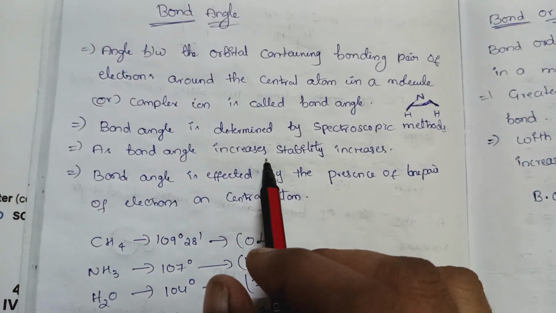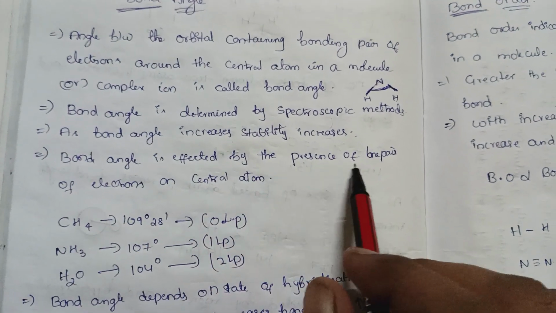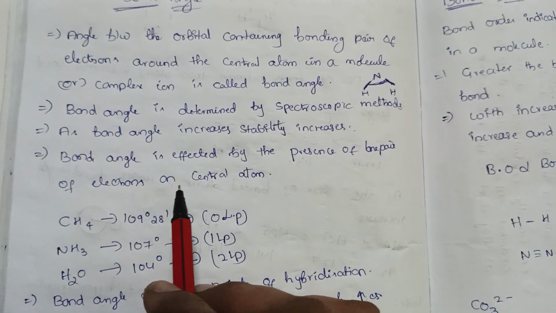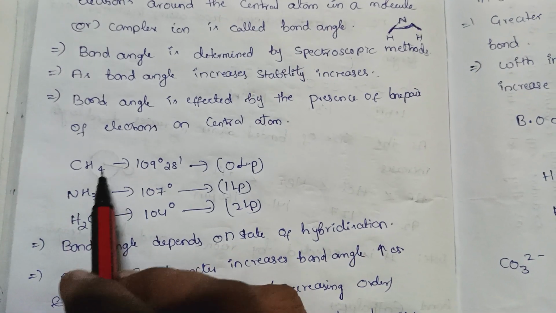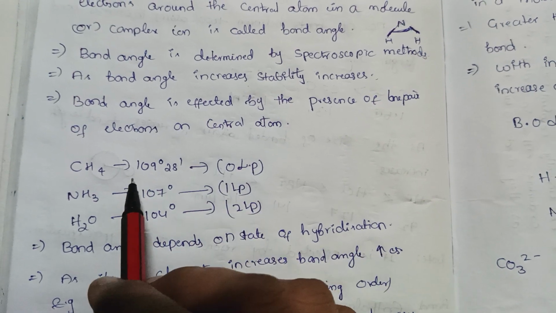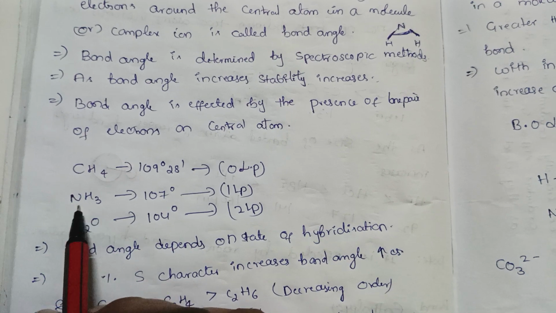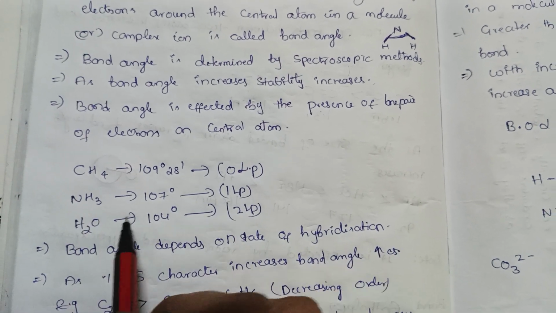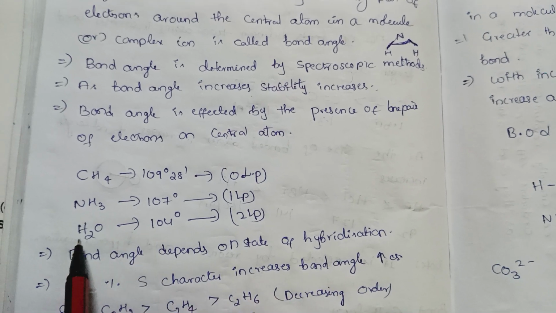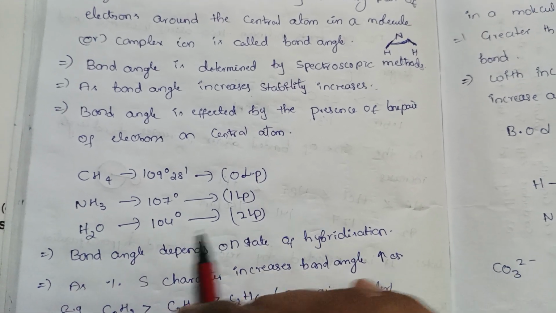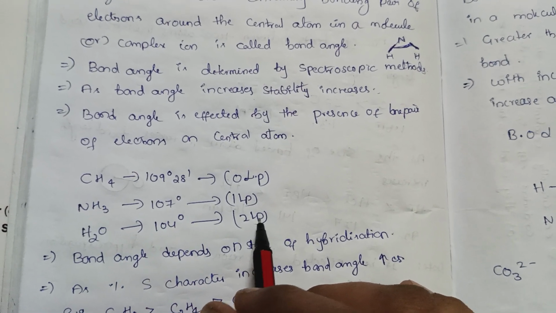As the bond angle increases, stability increases. Bond angle is affected by the presence of lone pairs of electrons on the central atom. If we take CH4, with 0 lone pairs, the bond angle is 109 degrees 28 minutes. If we take NH3, it has one lone pair, and the bond angle is 107 degrees. In H2O, the bond angle is 104 degrees due to the two lone pairs present.